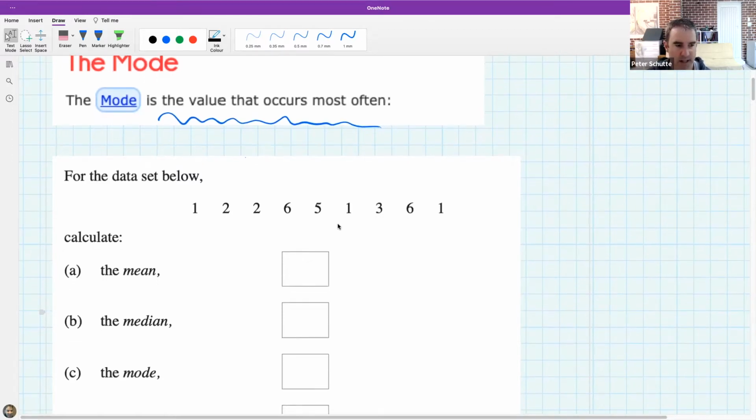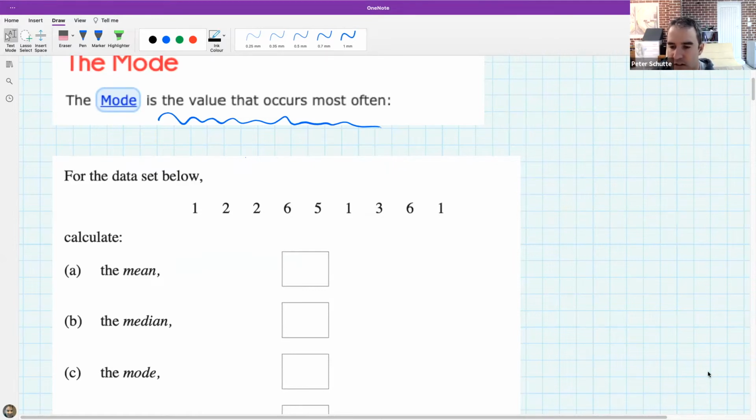Okay, so let us find the three measures, A, B, and C. And what I want to point out to you is the data is not ordered here. So if the data is not ordered, you need to do something to help you find the middle.